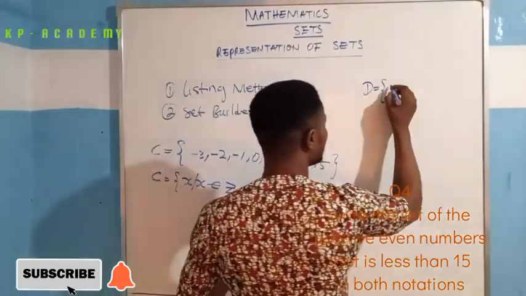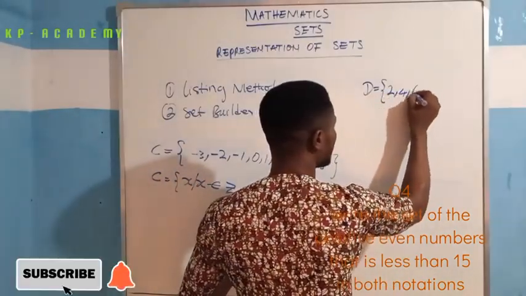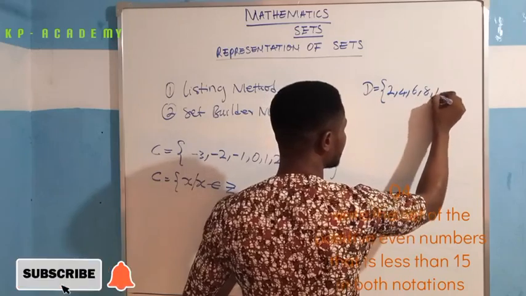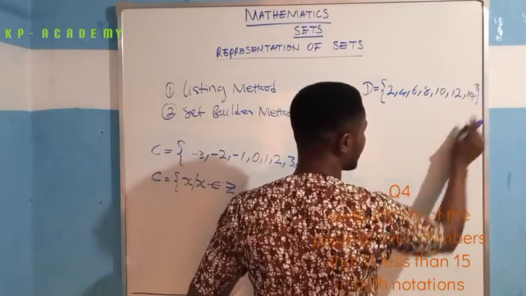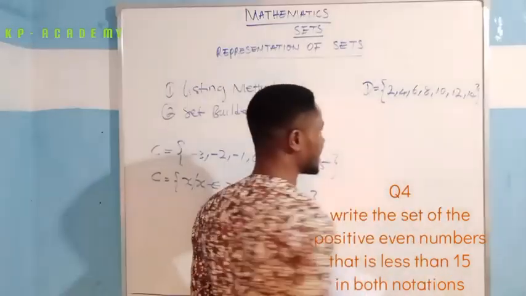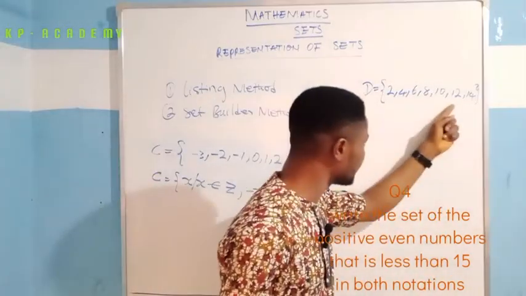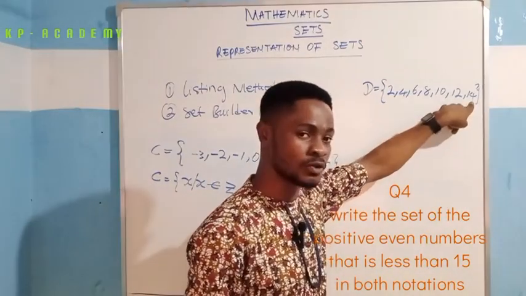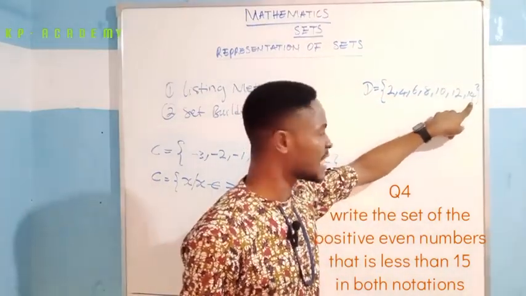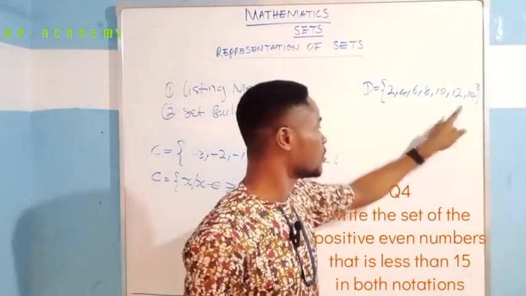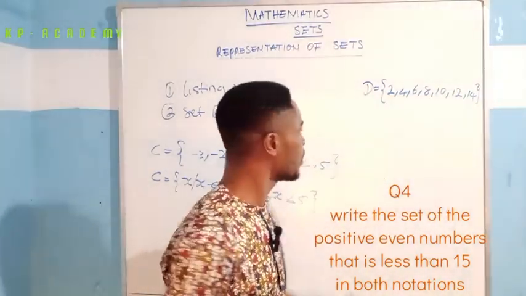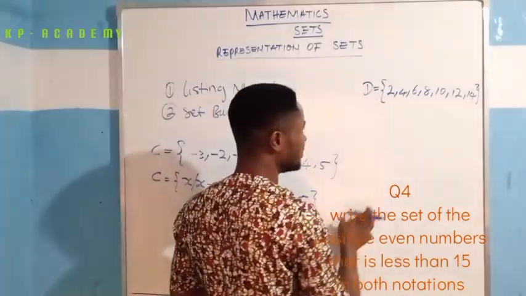Therefore, it's going to be 2, 4, 6, 8, 10, 12, 14. Because they said it is less than 15, and these are positive even numbers, 15 is not going to be included. Of course, 15 is an odd number, but had the question said set of positive even numbers that is less than 16, we still would have ended here. Okay, so this is it in listing method.